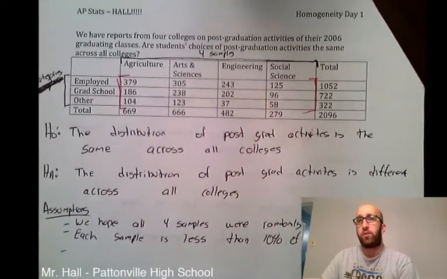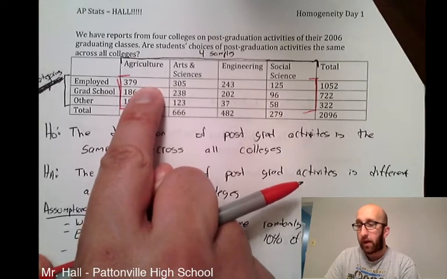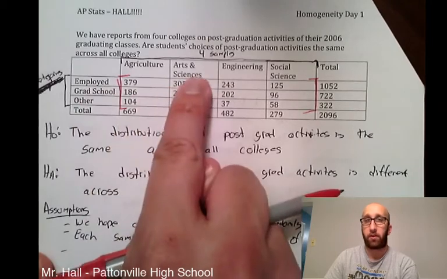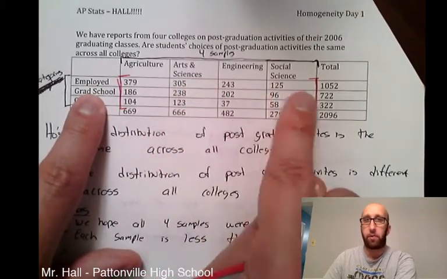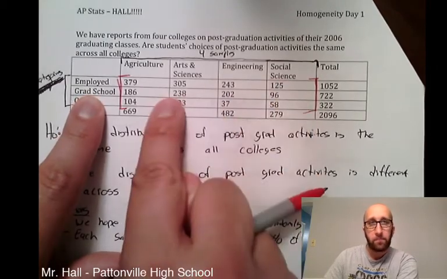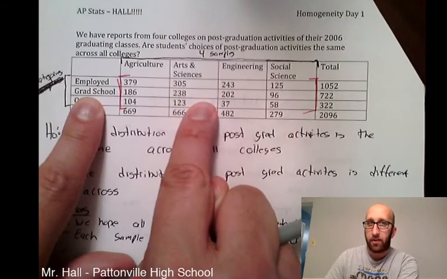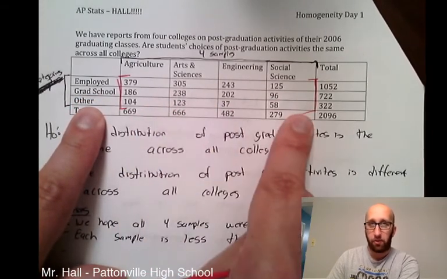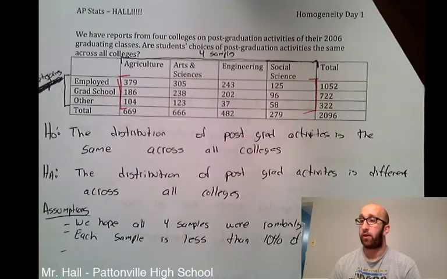So what we need to do is calculate the expected number of students we expect to have from the agriculture school that are employed. We need to calculate the expected number of arts and sciences students that are employed, engineering employed, social science employed. Same thing, agriculture and grad school, arts and sciences grad school, so on and so forth. And then finally, agricultural other, so on and so forth. So there's a total of 12 expected values that we have to calculate.